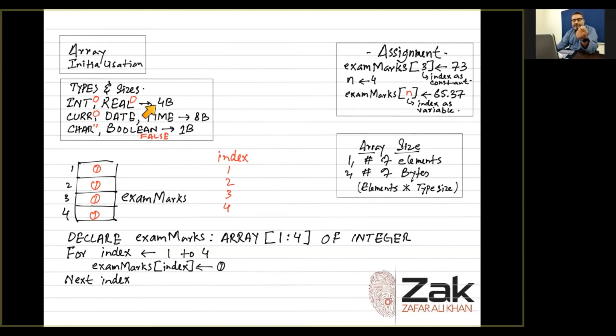So this will be the number of elements multiplied by the type size. So now there are 4 by 4, which will become 16. So it means that this particular array is holding up 16 bytes in the computer's memory. That is how we count the size of the array.